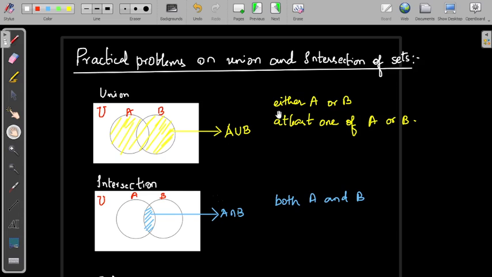In statement kind of problems, we have to remember a few terminologies to do the calculations quickly. If either A or B comes, or at least one of A or B comes, we have to find the number of elements in the union. Either A or B means this entire region. If the problem demands both A and B, then we have to find the number of elements in A intersection B. So 'and' stands for intersection, 'or' stands for union.